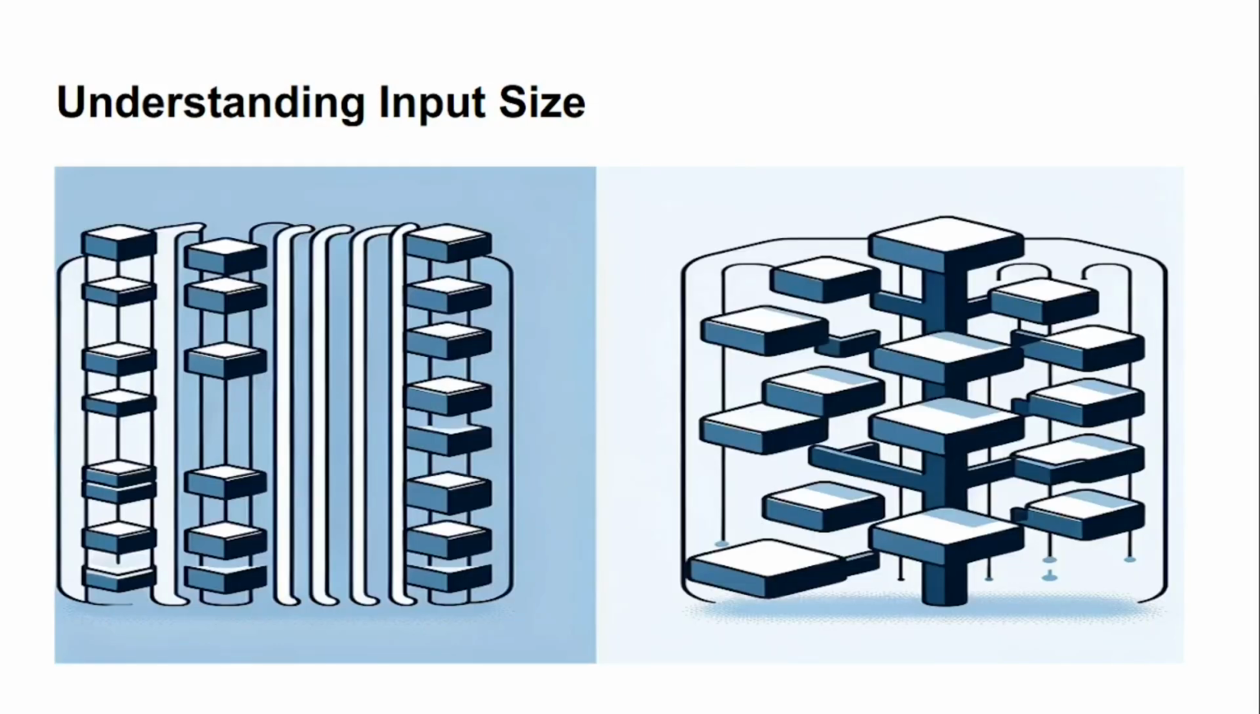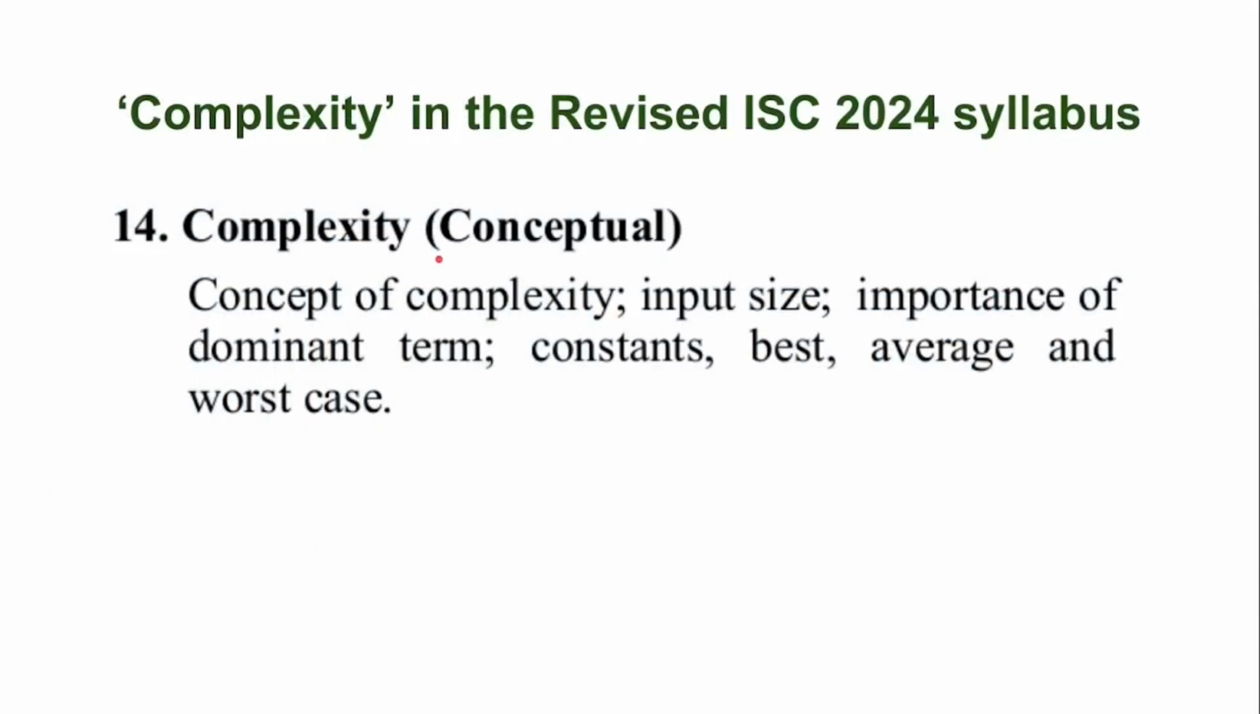For example, for searching an item in a small array, say of 25 elements, the performance of both linear search and binary search will be more or less the same. However, for 1 million elements, there will be a marked difference in the performance, and binary search will outperform the linear search. Therefore, input size refers to the number of elements an algorithm must handle, the amount of data which you have to process. So, we have seen the concept of complexity, we have also seen input size, and now we'll discuss the dominant term.